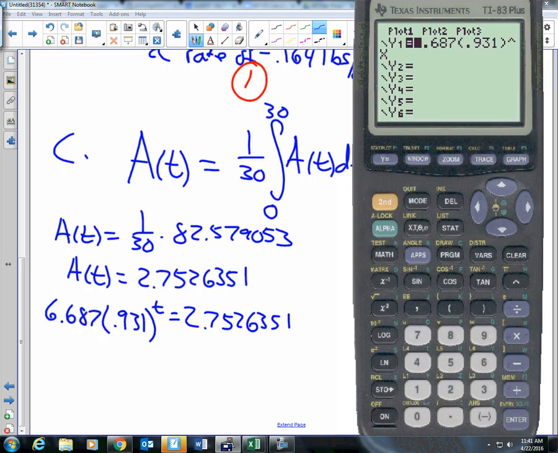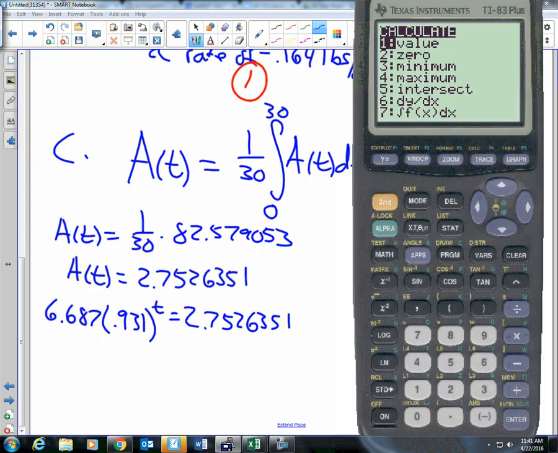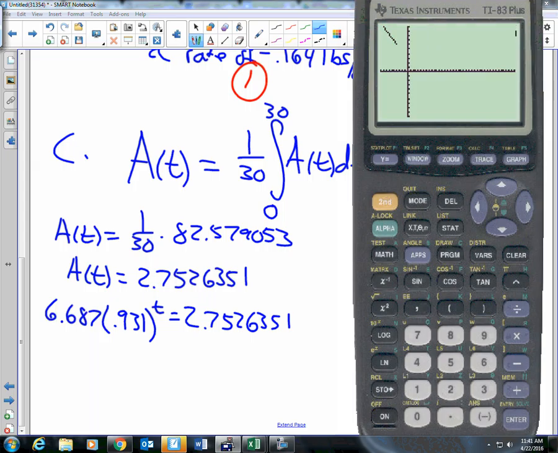Go into y equals. And what I do is I take my function and I'll subtract this over, right? So I'll go minus my 2.7526351. So now that I've subtracted that over, what is it equal to now? It's equal to 0. So what do I press on my calculator? So I can calculate 0. That's what we're trying to find.